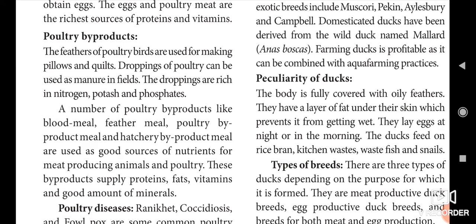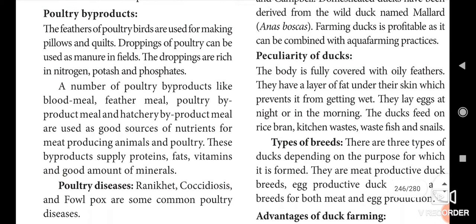Okay, the feathers are used for some decorative things, decorative material. Then droppings of poultry means the birds' excretory product. That will be used as good manure in the field. It will act as a good fertilizer. So the droppings are rich in nitrogen, potassium and phosphate.